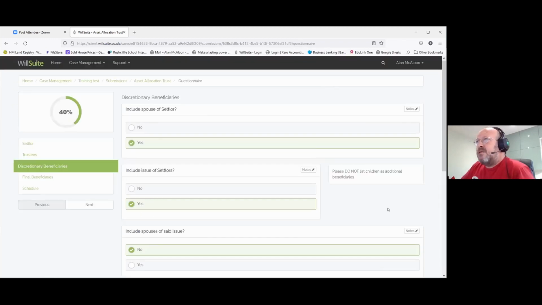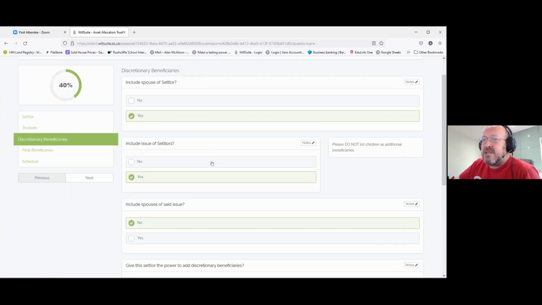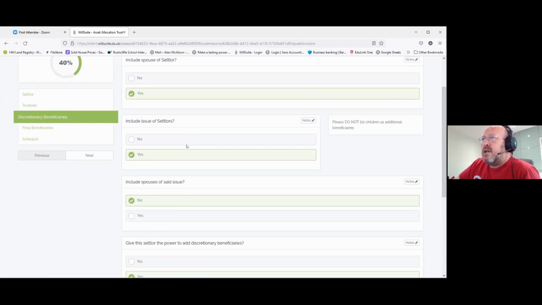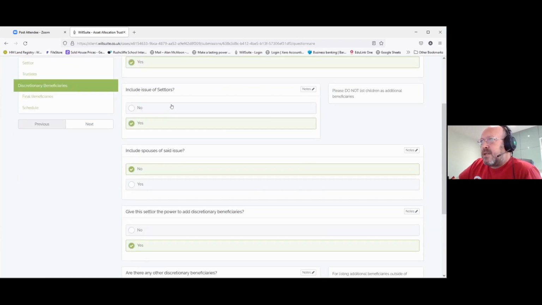Right, next we're going to define the beneficiaries of this discretionary trust part. So include spouse. It's normally going to be yes. There are instances where it could be no. Right, include issue. Now, this is an important question because if they've got children and they want all of their children to be listed as beneficiaries and their grandchildren and everyone else, you just click yes, and that's it. You don't need to do anything else.